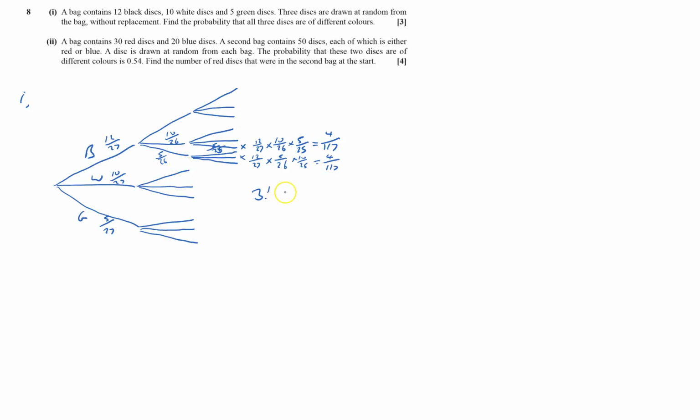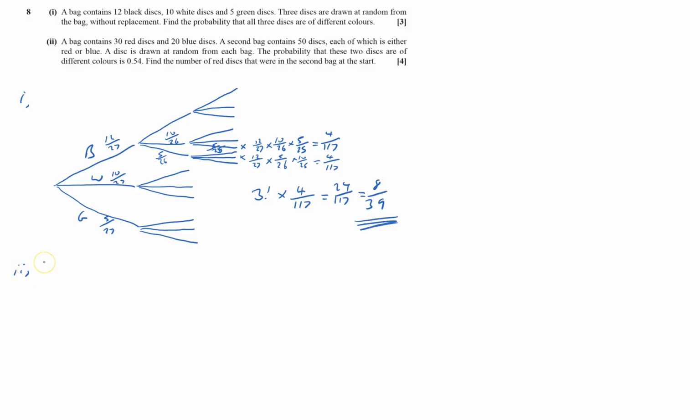So the answer will be 3 factorial times by 4 over 117, so it's 6 times by that, which will be 24 over 117, and that cancels down to 8 over 39. So that'll be my answer to the first one. Other routes are obviously possible, but 8/39 is the answer.